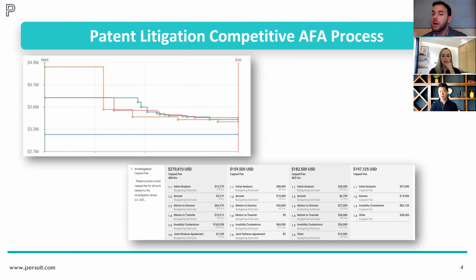And so whether you engage with a capped fee or a fixed fee, you can actually use this process to cross-compare proposals from multiple firms, and you're much more well-informed on the firm that's going to be the most cost-effective by doing that process.